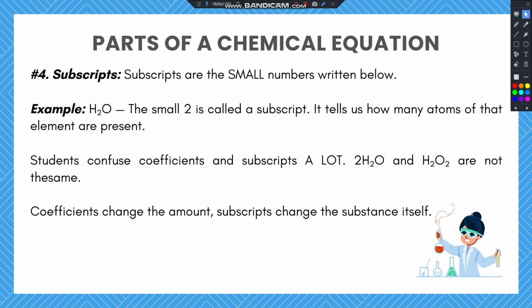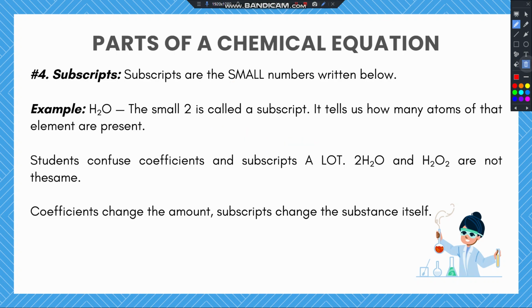Now the subscript is the small part of a chemical equation. They are the small numbers that are written below chemical symbols. So we saw the example of H2O, which is the formula for water. You can see a small number 2 written below and in front of hydrogen. What does that 2 tell us? It tells us how many atoms of the element that it is attached to are present. So this 2 is attached to hydrogen. It tells us that there are 2 atoms of hydrogen present.